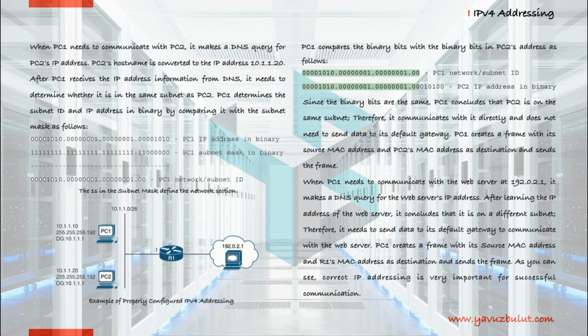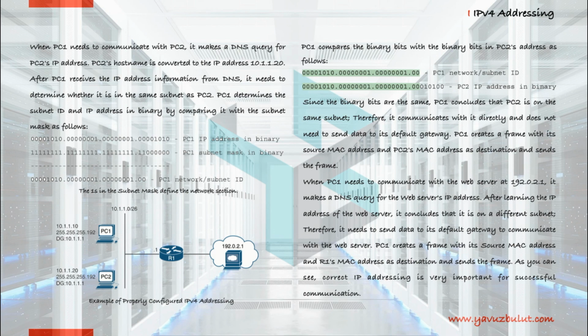When PC2 needs to communicate with the web server here, it makes a DNS query to find out the IP address of the web server. After learning the IP address of the web server, it concludes that it is in a different subnet, so it needs to send the data to its default gateway to communicate with the web server. PC1 sends the frame with its source MAC address and router 1's MAC address as destination.